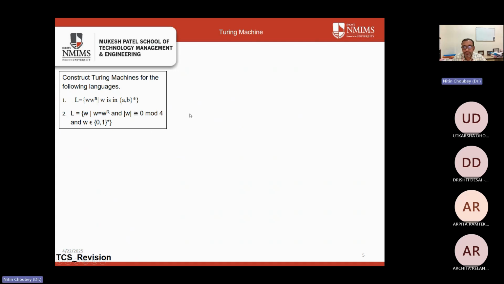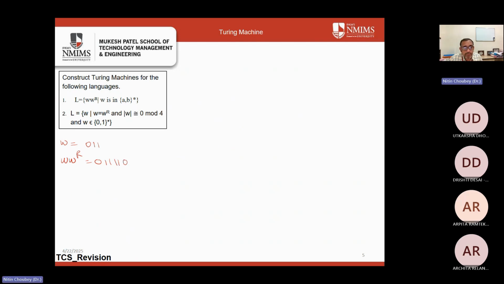So what does the first case say? The first case says that L equals WWR, where W belongs to {A, B}*. That means W can have length 0, 1, 2, 3, 4, and so on. But the symbols available in W are nothing but A and B only. So if we consider our W as 0, 1, 1, our WWR would become 0, 1, 1, 1, 1, 0.